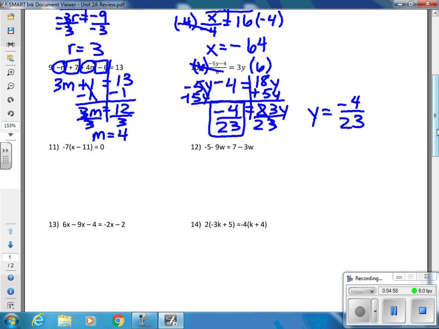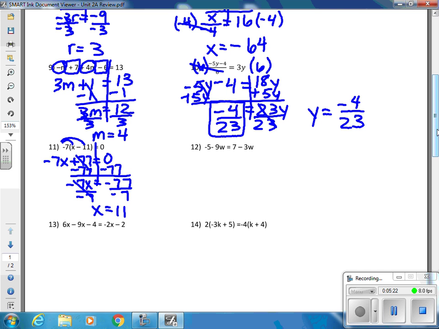All right, for number 11, I see parentheses, which means I have to distribute. Negative 7 times x is negative 7x. Negative 7 times negative 11 is a positive 77 equals 0. And we're back to the two-step. Subtract 77 on both sides. So you have negative 7x equals negative 77. Divide by negative 7, and you get x equals positive 11 off of that one.